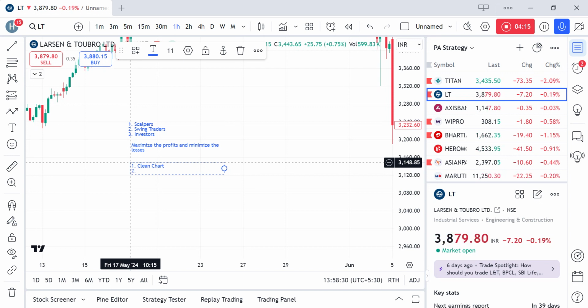So secondly, after the clean charts, your supports and resistance points. Why is it important? Supports will help you to make a buy position, and resistance will help you make a sell position. Generally, knowing your supports and resistance points will help you a lot.